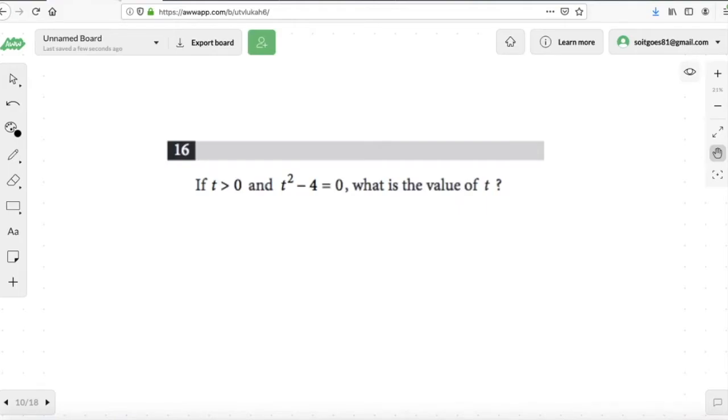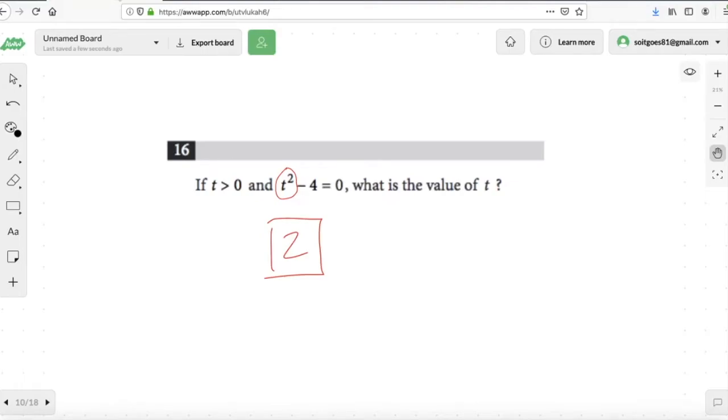But do you see what t squared is going to have to be, right? Just look at it. If t squared minus 4 equals 0, what does t squared have to be? Well, t has to be 2, right? Because t squared is 4. So t's got to be 2. There's your answer. That's it. That was easy.